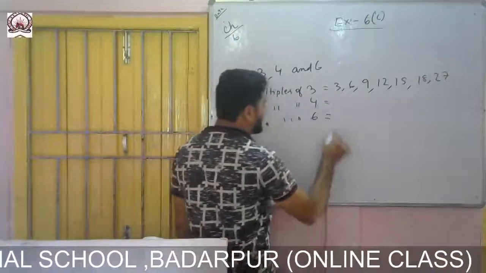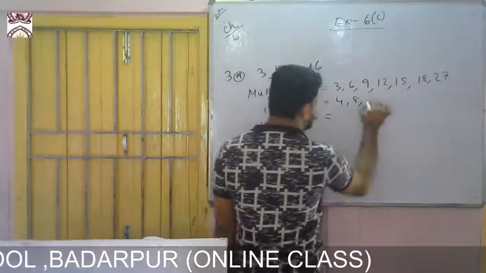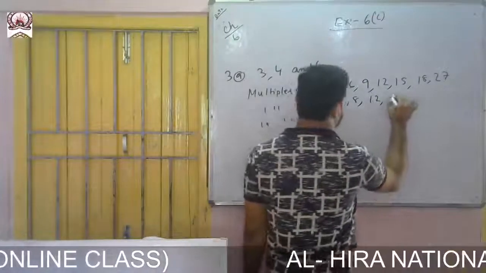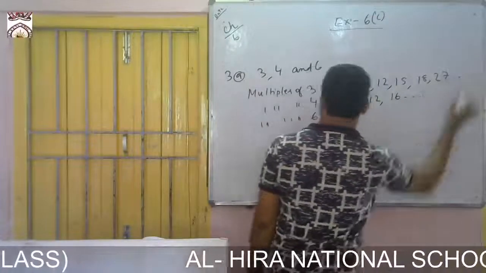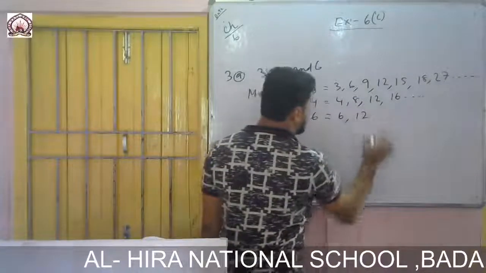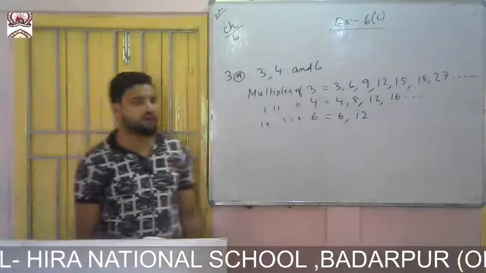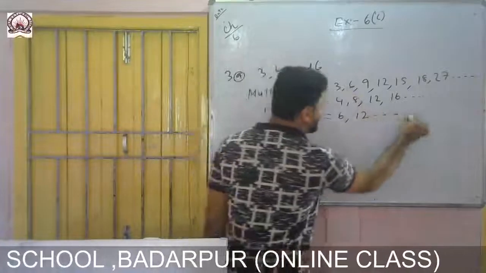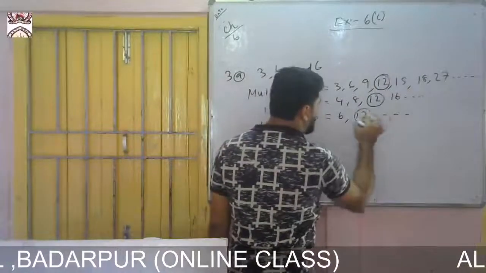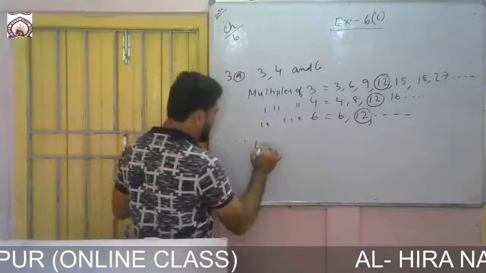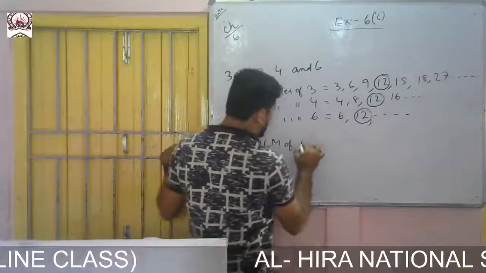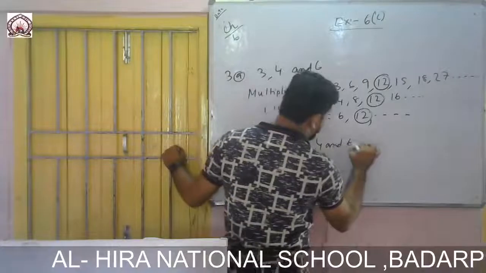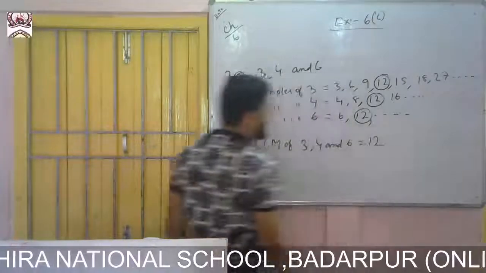Now 4 1s are 4, 4 2s are 8, 4 3s are 12. So now 12 we got already, okay. 4 4s are 16, dot dot dot. 6 1s are 6, 6 2s are 12. So you see, among 3, 4 and 6, in each case, the first multiple you are getting is 12. Therefore LCM of 3, 4 and 6 equals to 12. Okay.